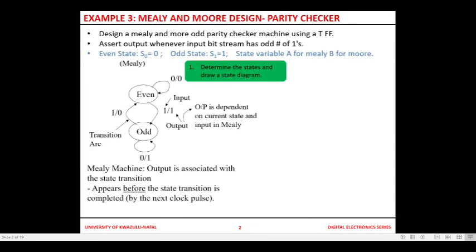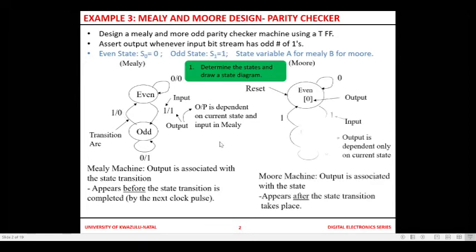So we'll use a state variable A for Mealy and B for Moore. We are going to design both. So this is a Mealy machine. If you are in the even state and the 0 comes, you stay in the even, output is 0. If a 1 comes, the parity becomes odd, the output is a 1. If you are in the odd state and 0 comes, you will remain in the odd. So the parity is 1. If a 1 comes, you go to even, the parity is 0. So basically the same should be for the Moore machine.